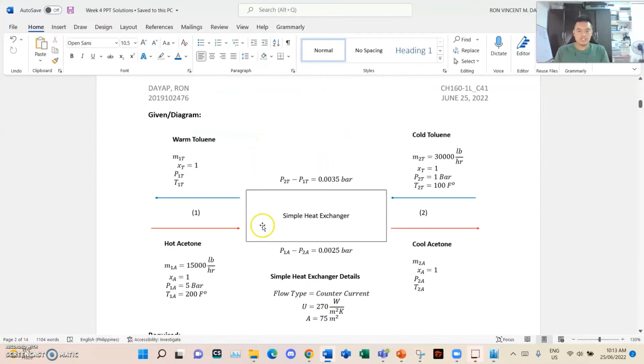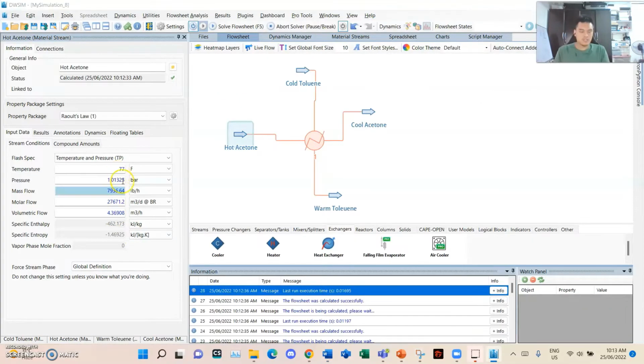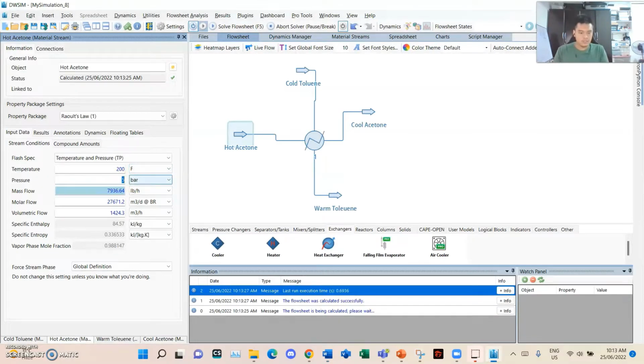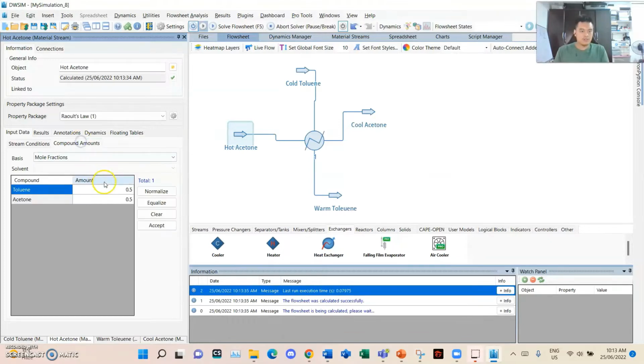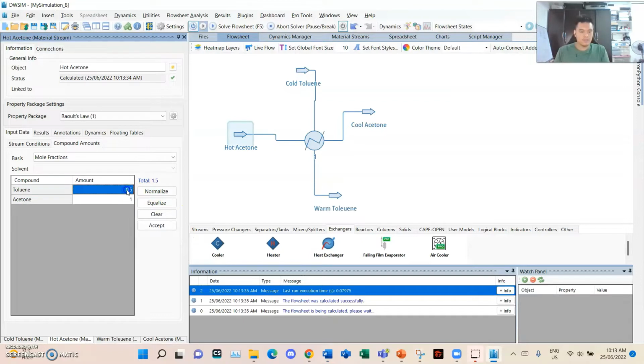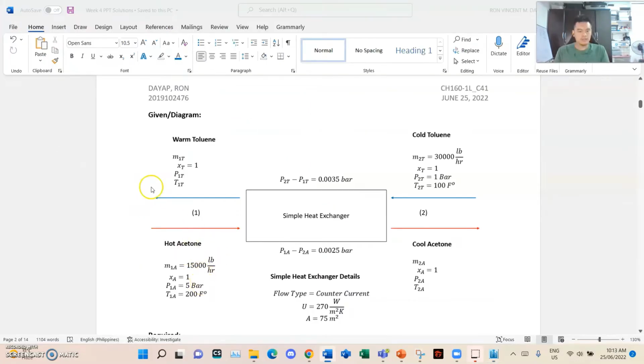So for the hot acetone, we have first 200 Fahrenheit, and then 5 bar, and then 15,000 pounds per hour. Lastly, for the compounds, according to here, it is pure acetone. So put here 1 and put here 0 and click accept. Alright, so double check. Only pure acetone, so 1, 0, and then 15,000, 5 and 200.